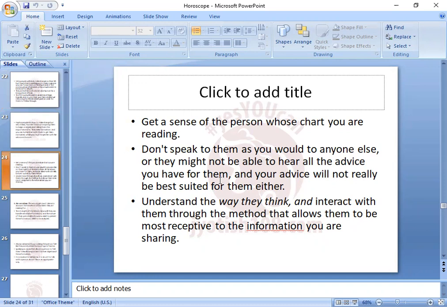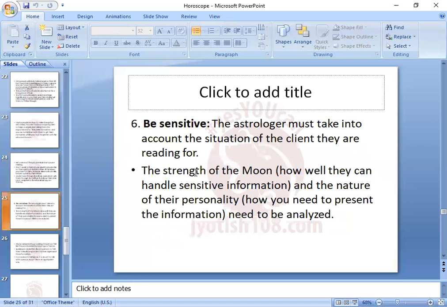So, as an astrologer, you have a great responsibility. You are a representative of Bhagavan to solve their problems. You are a representative of God who is helping them to solve their problems. So, in a way, you have to ensure that whatever information or remedies you are giving out to them, they are fully benefited from that. Be sensitive. This is very, very important for astrologers.